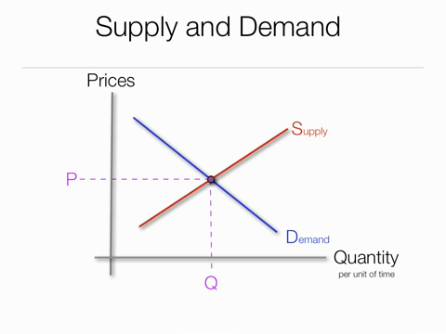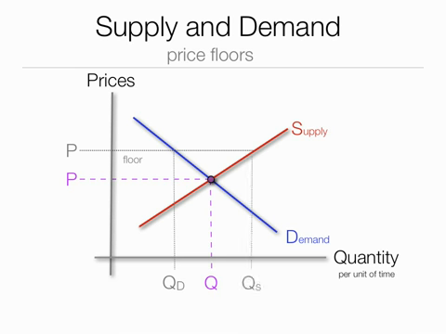So, with supply and demand, let's look at price floors. Price floors mean that the government has imposed a price below which prices can't fall. In this case, the market tries to push prices down, but the government won't let it fall. Quantity demanded is at that level, represented by QD. Quantity supplied is at that level. Hence, there's a surplus.